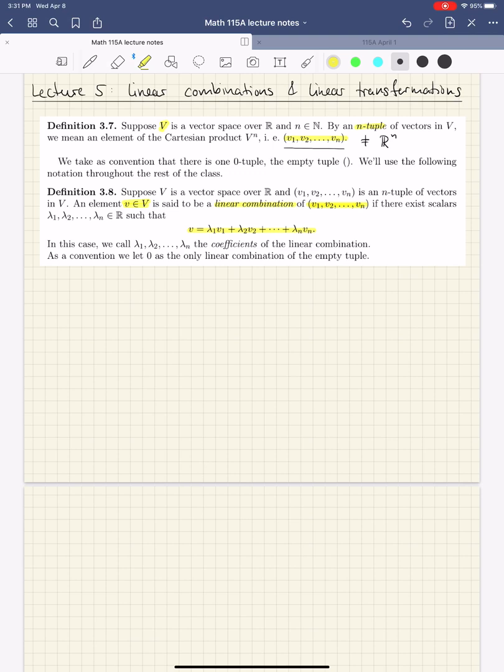And just to give it a name, these lambdas are called coefficients of the linear combination. And as a convention, we let 0 be the only linear combination of the empty tuple. So if you look at the set of all linear combinations of a certain tuple, then the one of the empty tuple will just be 0. So let's look at some examples.